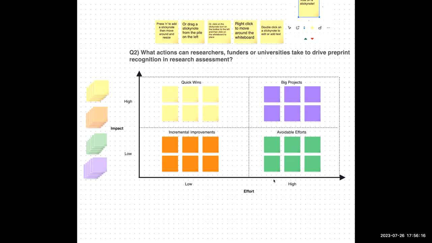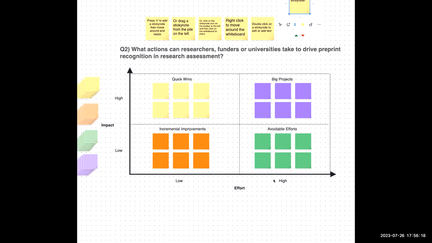So this time we're actually asking what actions researchers, funders, or universities can take to drive preprint recognition in research assessment. This time we've got it split on a graph here. Your left axis is the impact: at the top, it's high impact, at the bottom, it's low impact. And then on the right, you've got effort, from low effort to high effort. So anything in the top right quadrant would be big picture type projects. These are things that are high impact but high effort. Contrast that to the bottom left, which are incremental improvements. These are low effort, but they're also low impact. And again, the colors here are just to pretty it up a little bit.